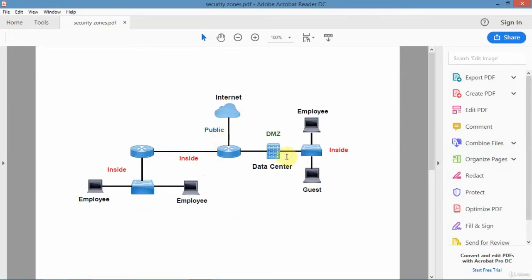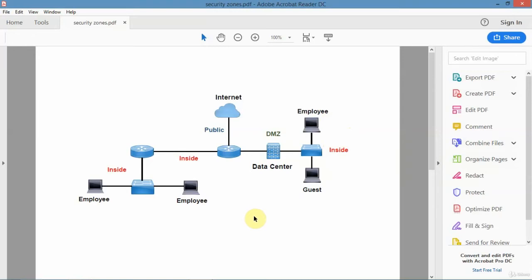And DMZ is the same thing. If you've got an inside address and you've got another one with a public address, then you need network address translation to translate and move those packets between security zones. And the inside here, this is the data center inside servers, and they have private addresses as well. So one factor is network addressing, whether it's private or public.